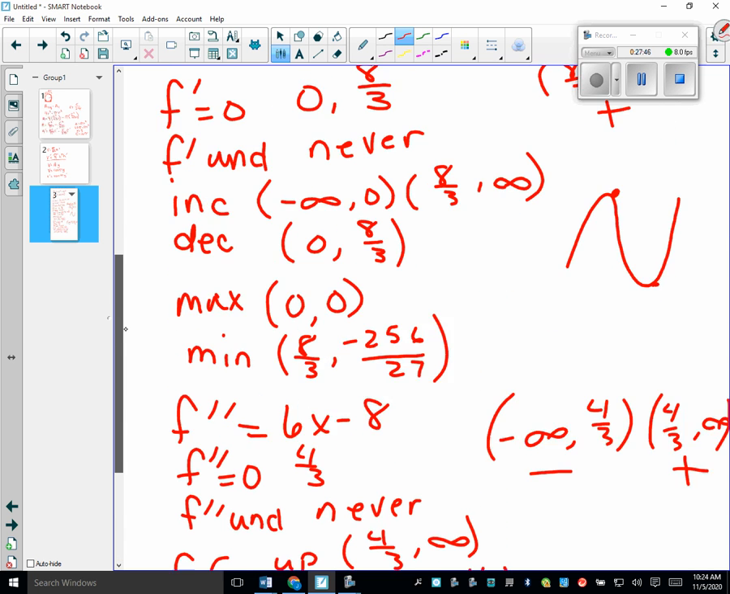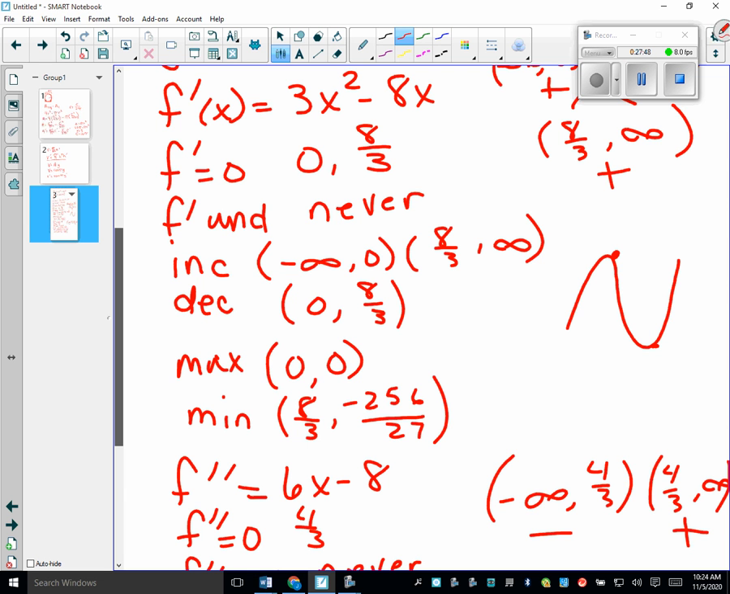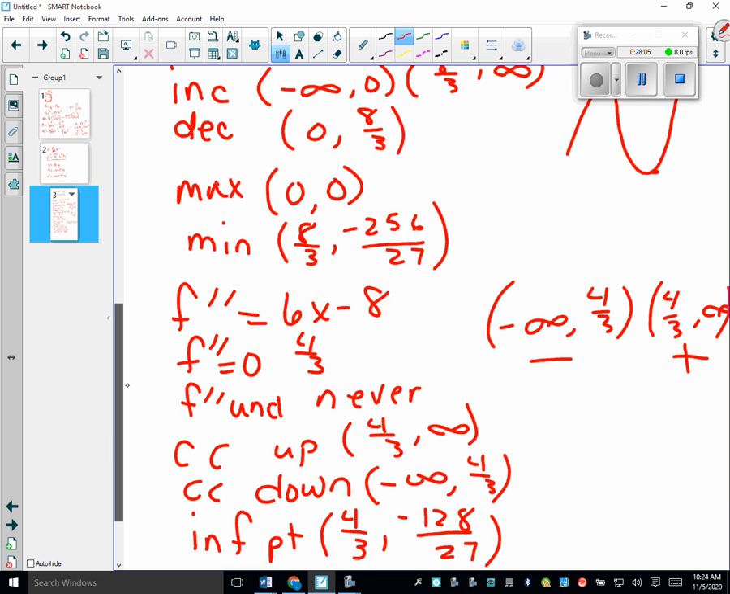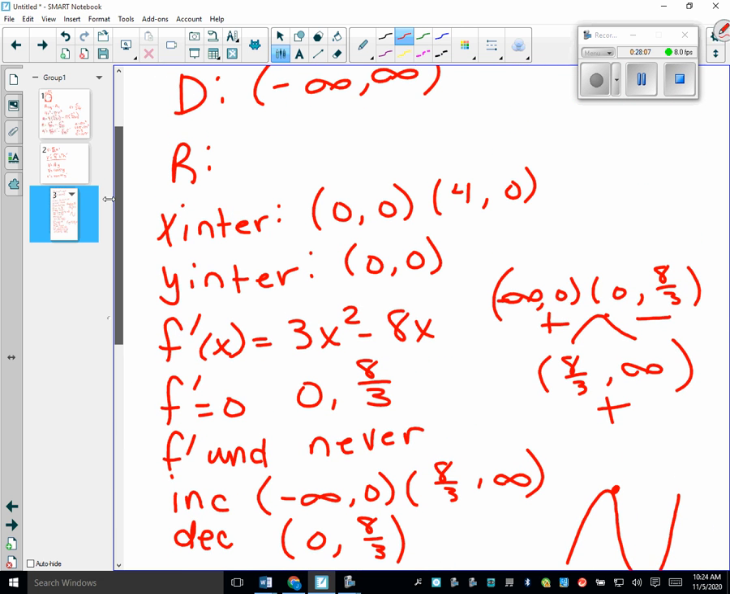One thing left, and I want you to look. Didn't I kind of sketch a graph right here? How far down is this graph going? Negative infinity. How far up is it going? Positive infinity. So my range is negative infinity to infinity.